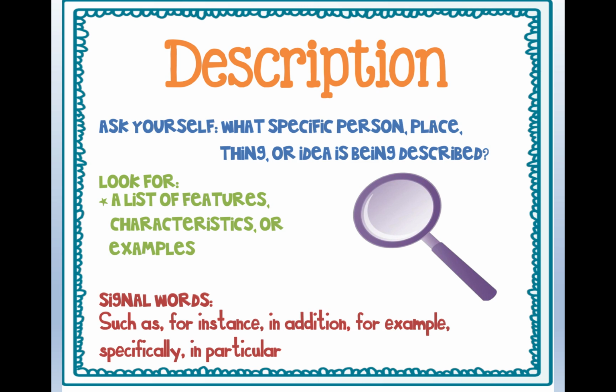So some signal words or some clue words that we use to help us to determine if a text structure is actually description are words or phrases such as, for instance, in addition, for example, specifically, and in particular. Now, these are not the only signal words or clue words that you'll see, but this is just a list of some of the words you'll see that will clue you in as to, yep, I know this text structure is that of description.